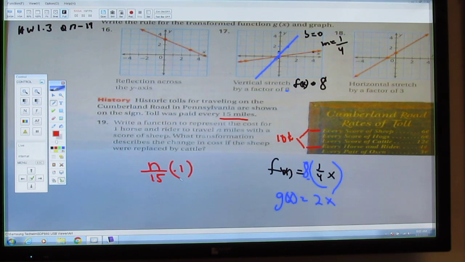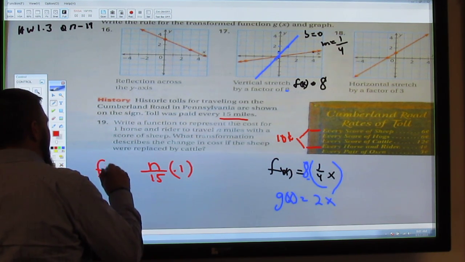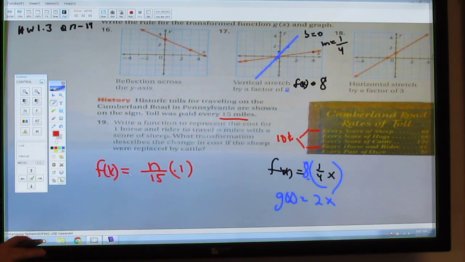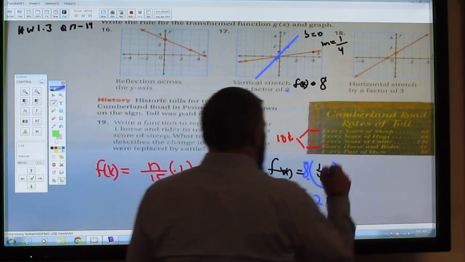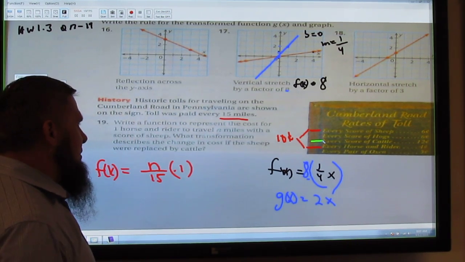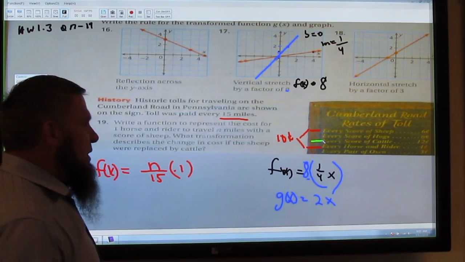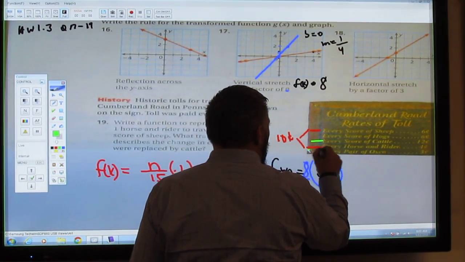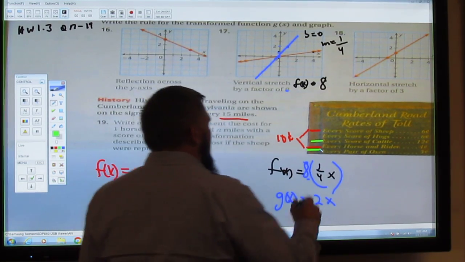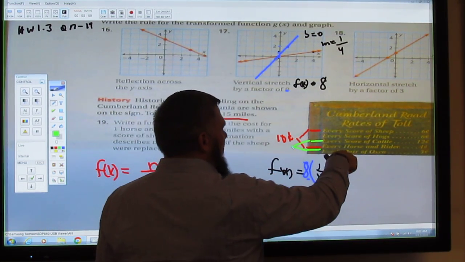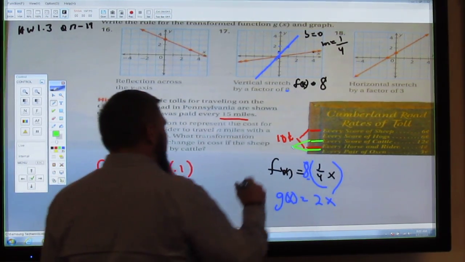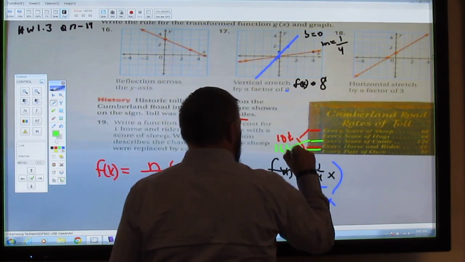So that's a function that represents a horse and rider traveling n miles with a score of sheep. What's the transformation that describes the change in the cost if the sheep were replaced by cattle? So this is f of x, with the score of sheep. But what if we changed the sheep to cattle? Well, cattle is 12 cents. We still have to do the rider, correct? That's 4 cents. So what's 12 and 4? 16 cents.